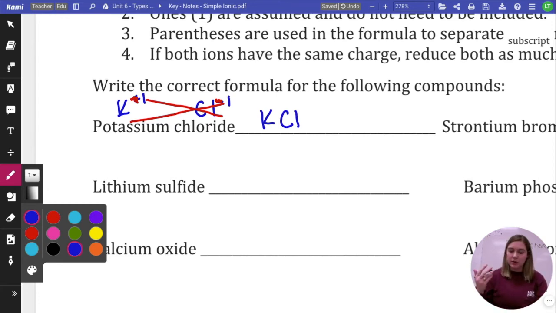1s are assumed, so we don't need to write it. So the formula for potassium chloride would be KCl. All right, let's keep going.